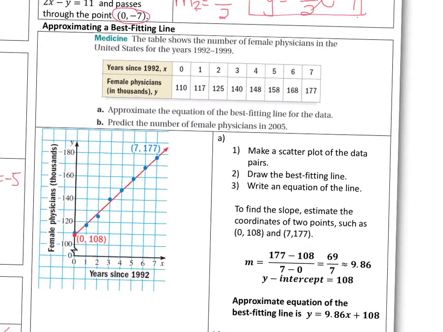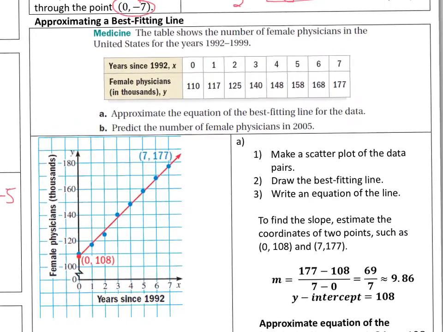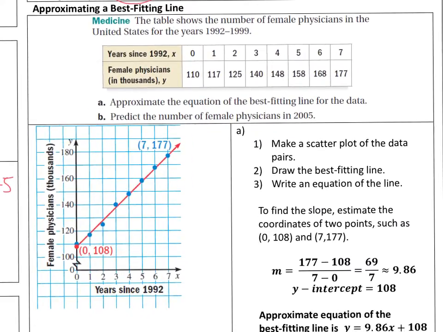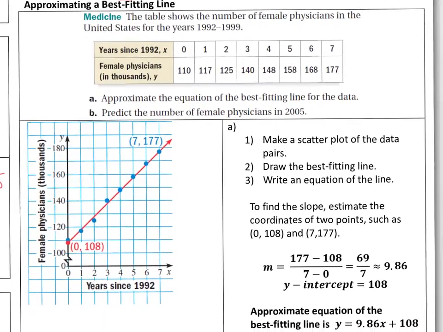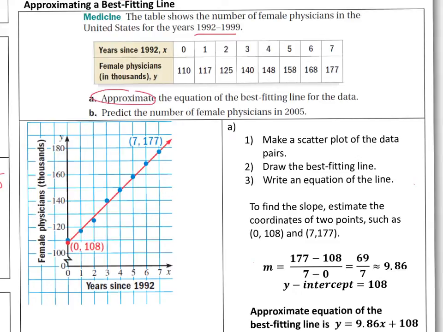So here I give you a table that shows the number of female physicians in the United States from the years 1992 to 1999. And part A asks you to approximate the equation of the best fitting line for the data. So we're just approximating, okay? We're looking for an equation. That's what we've been doing, writing an equation.